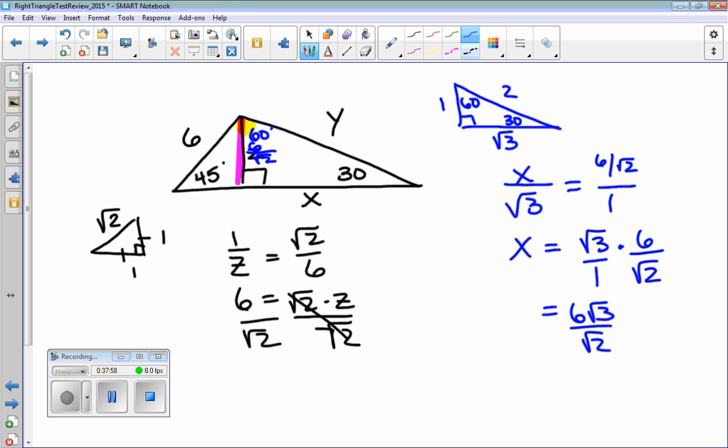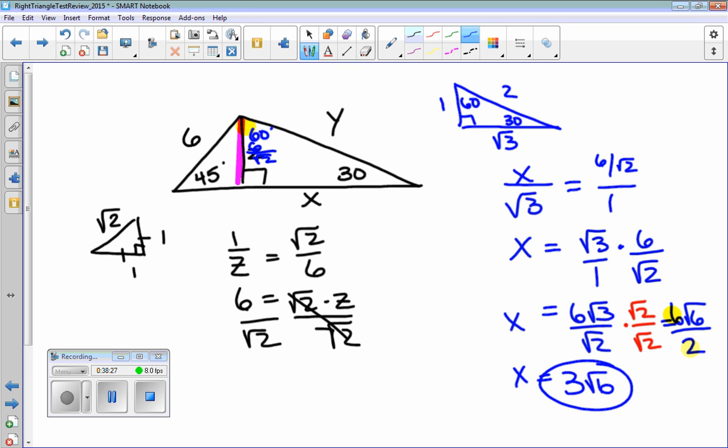I have a radical in the denominator, so I'm going to rationalize it. So I'm going to multiply by the square root of 2 over the square root of 2, which gives me 6 radical 6 over 2. If you remember, still not done because I can divide those two. So my final answer for x becomes 3 radical 6.